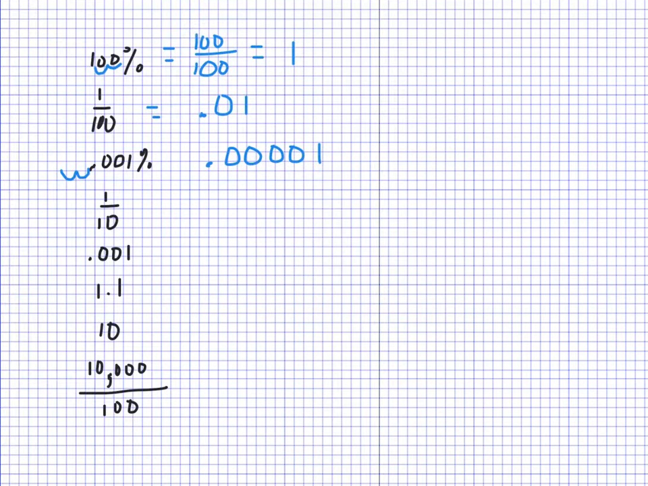1/10%. If we're looking at the place value of 1/10, we'll have our decimal place, and 1/10, that's our first place value there. And then we have 0.001, 1.1, 10, and the last one, we have 10,000 divided by 100, which is equal to 100, exactly.